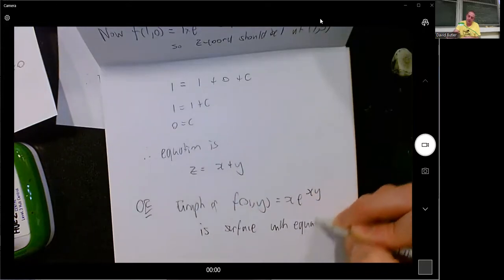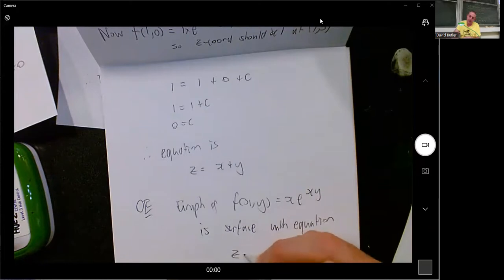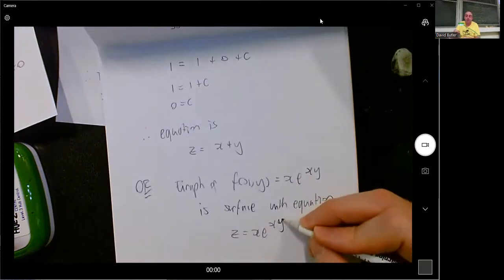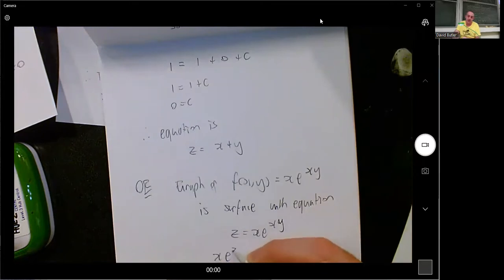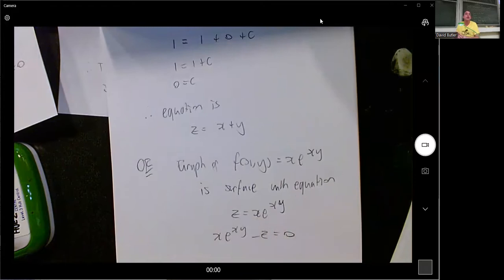with equation z equals x e to the xy, which is the same as x e to the xy minus z equals 0. And I can call this my function and do what I did in the other one.